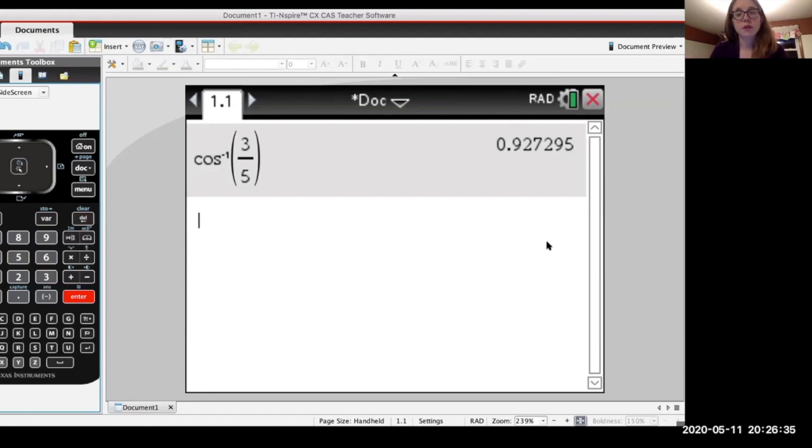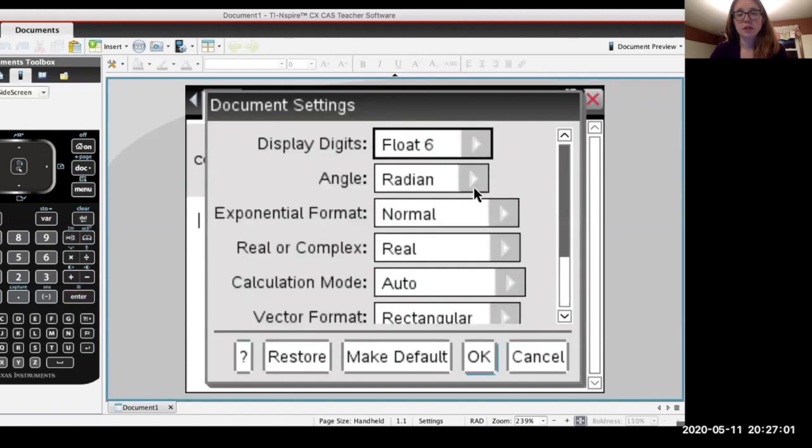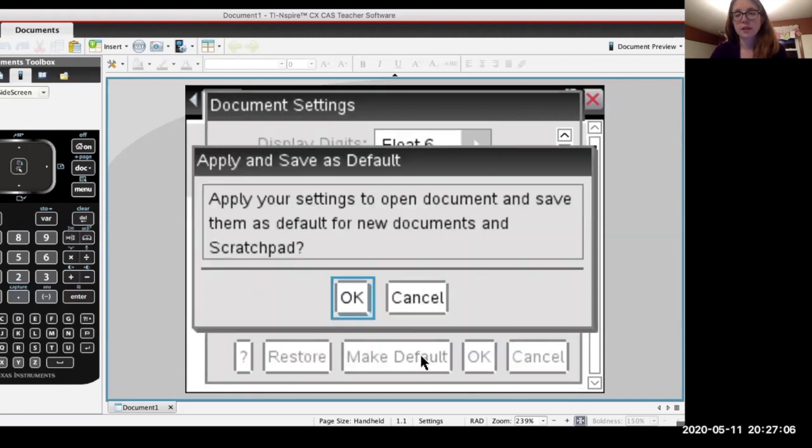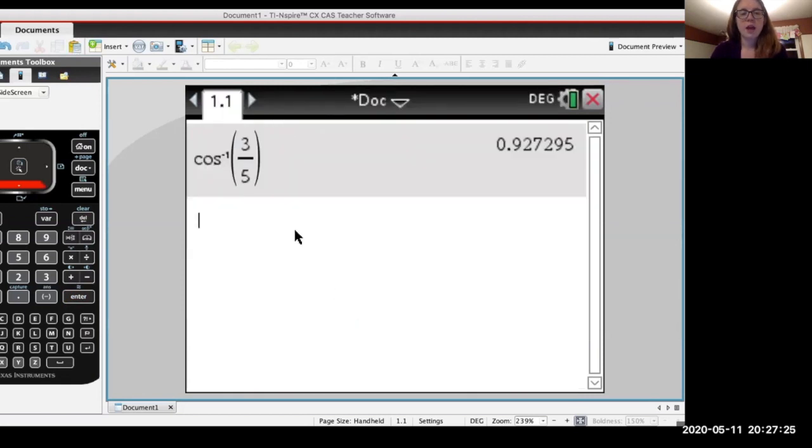So for the purposes of the rest of this video, I'm actually going to switch to degrees because in decimals, it's a little bit easier to visualize where degrees are. So to switch to degrees, I'm going to click the little battery and go to document settings and change my angle from radians into degrees. I'm going to make that the default because I want to keep using it that way. And then I'm going to go up and copy my cosine inverse of 3/5, hit enter, and then get that value now in degrees. So that's telling me that the answer is 53.13 degrees.